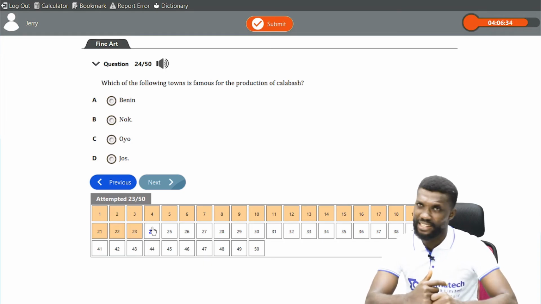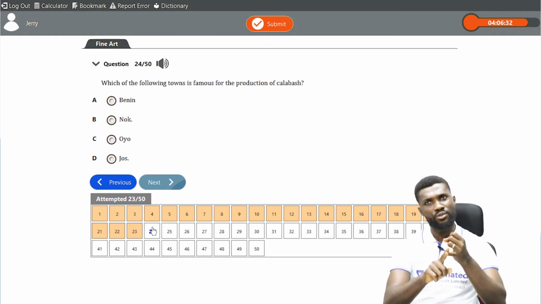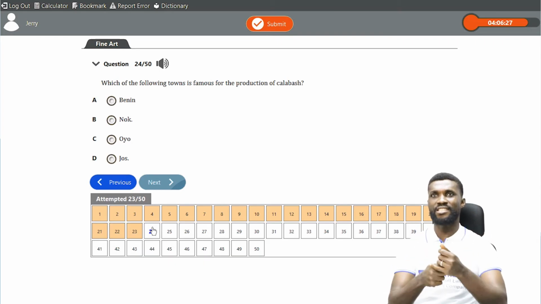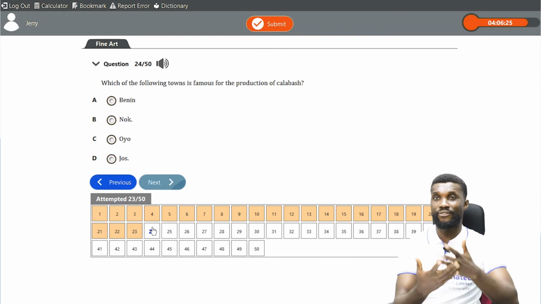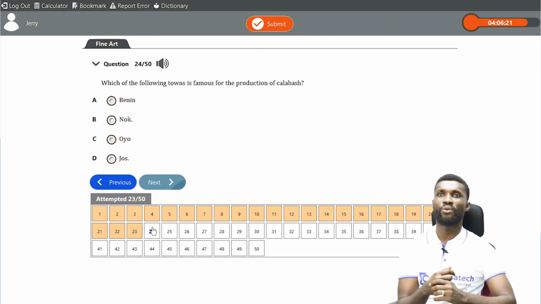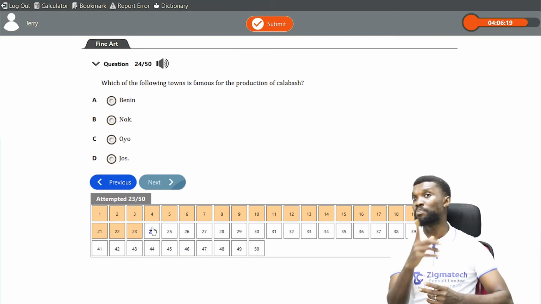A, Benin. Is it really Benin? Benin, they are known for bronze. They're known for ivory. You know what ivory is? That's elephant tusk. They're carving on elephant tusks. They are known for wood carving. They're known for brass. That is what Benin is known for.